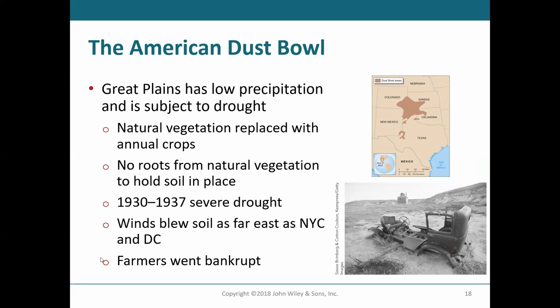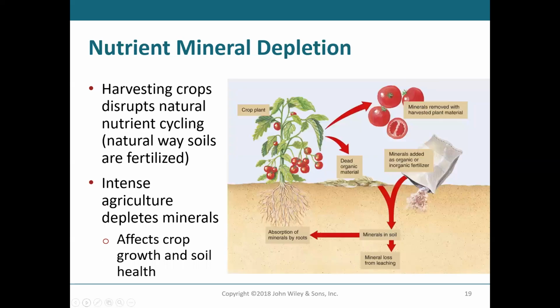Winds blew soil as far east as New York City and DC, and then farmers went bankrupt. This was also during the time of the Great Depression, and we saw a huge migration of people from rural areas into urban areas because of the fact that farmers and their families could no longer farm, and they had to move to cities and acquire other jobs.